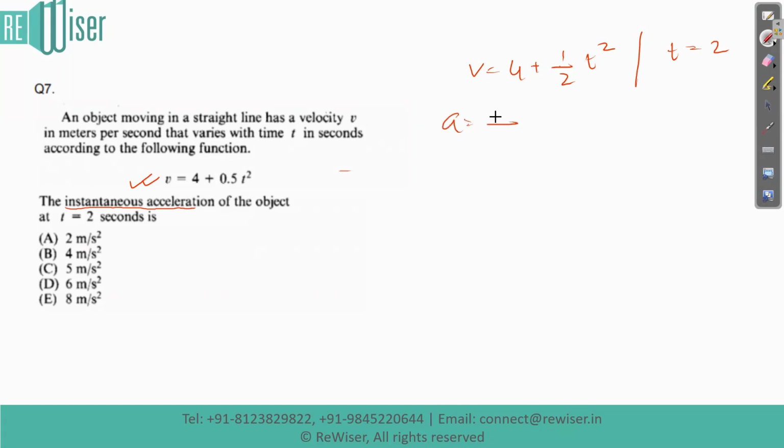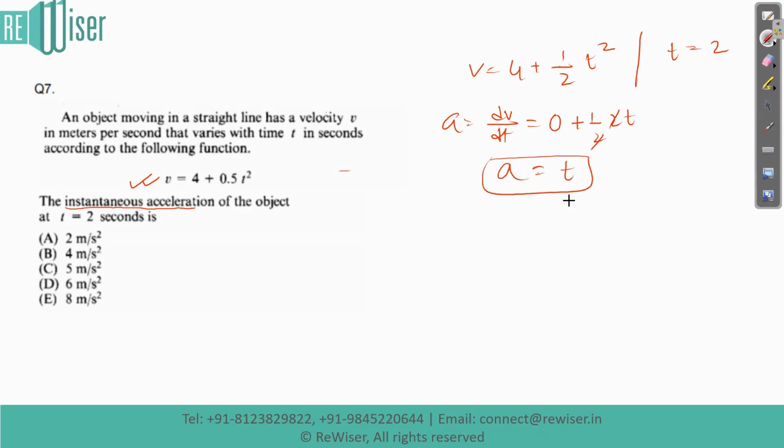So instantaneous acceleration is the derivative of velocity. Now, if we differentiate this, it will become 0 plus half into 2 into t. So this gets cancelled, so a is equal to t.